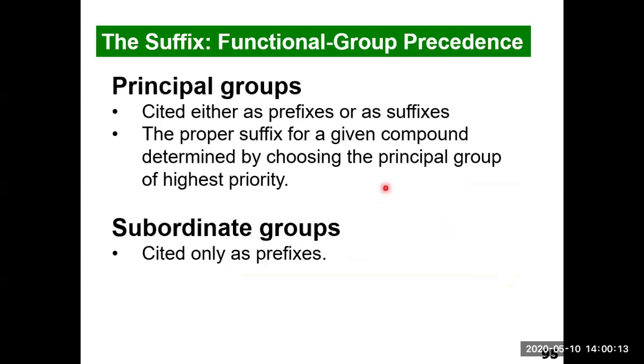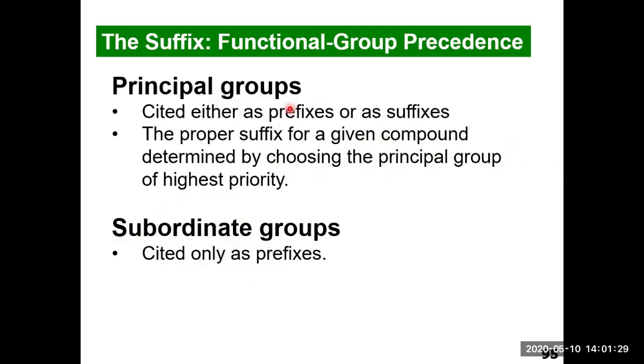For polyfunctional organic molecules, we have principal groups and subordinate groups. Principal groups can be cited either as prefixes or as suffixes. There can only be one suffix for a polyfunctional organic compound, and we have to choose the functional group of highest priority. The highest priority functional group is known as your principal group. The other types of groups are called subordinate groups, and these are only cited as prefixes.